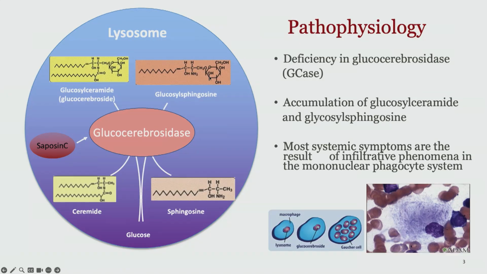glucosylceramides and glucosylsphingosines in the lysosomes and in the tissues. This gives rise to the characteristic Gaucher cells, which are macrophages engorged with lipids that infiltrate the bone marrow, liver and spleen, and they are considered the main factor in the disease symptoms.